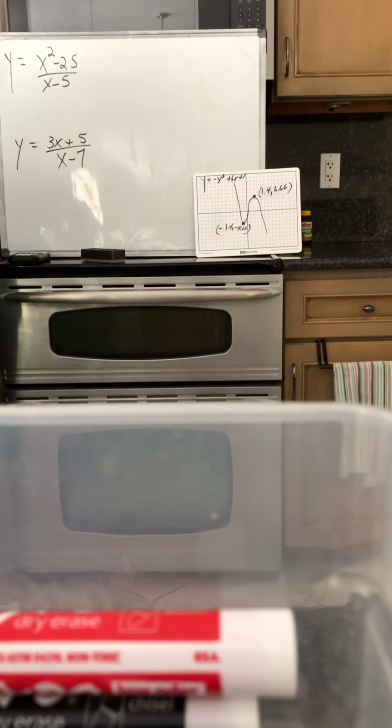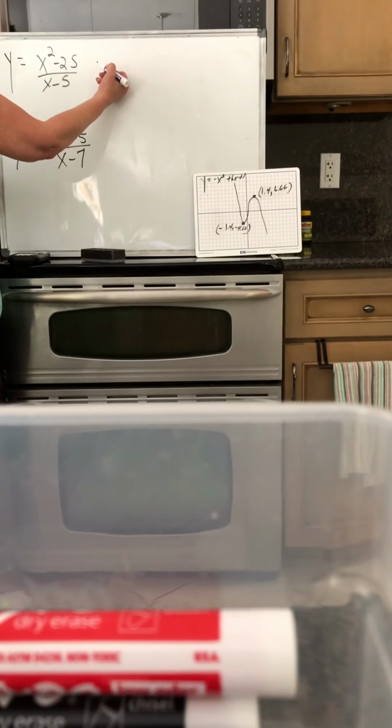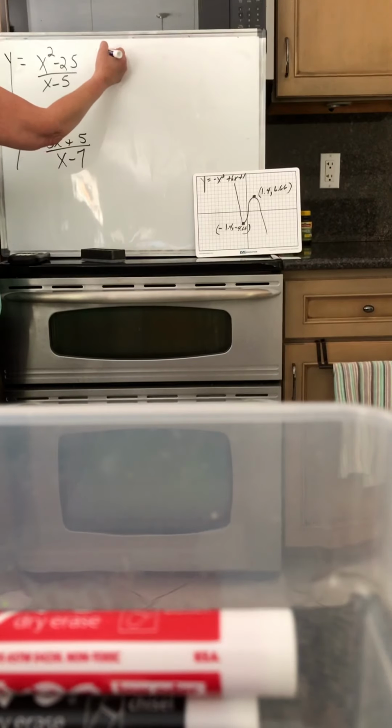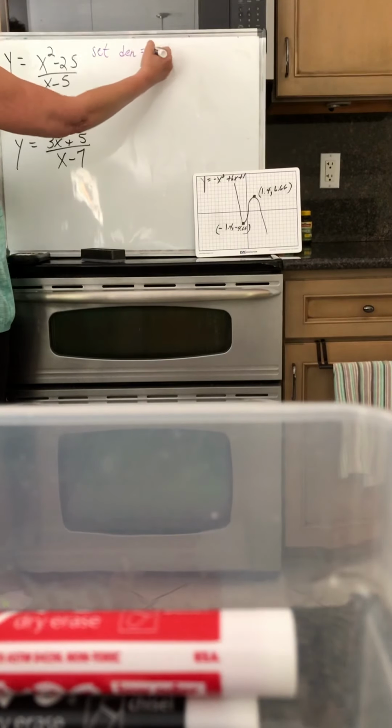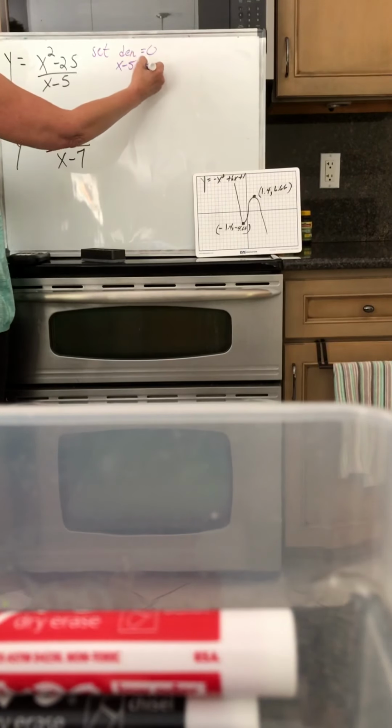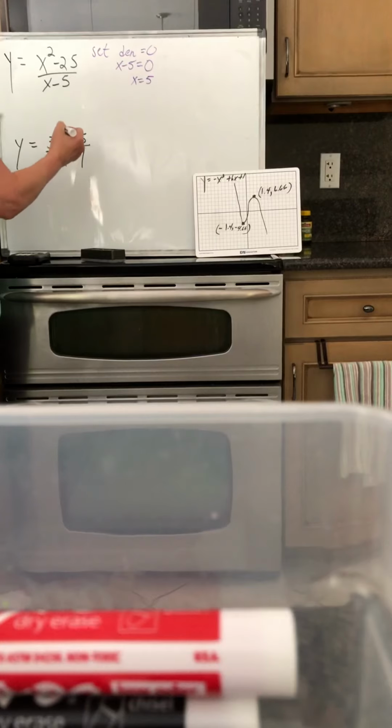We're going to review a couple of topics today, guys, just from the beginning of the year. These are rational functions, so I'm going to remind you that there's a few things we can get from that. Namely, let's see if there's any asymptotes. If we want to know if there's a vertical asymptote, we're going to set the denominator equal to 0. So x minus 5 equals 0. That means that maybe at x equals 5 we have a vertical asymptote.